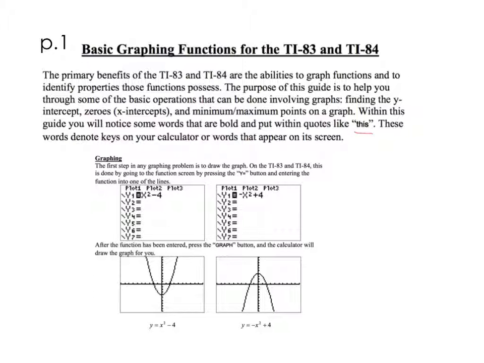The first step in any graphing problem is to draw the graph. On the TI-83 and TI-84, this is done by going to the function screen by pressing the Y equals button and entering the function into one of the lines. After the function has been entered, press the graph button and the calculator will draw the graph for you. So you can see below there are two examples, y equals x squared minus 4 and y equals negative x squared plus 4. They have a few different features, and that's what your graphing calculator will look like when you also use it in class.